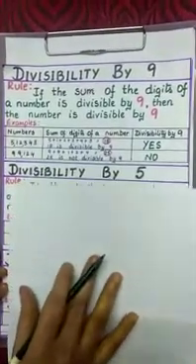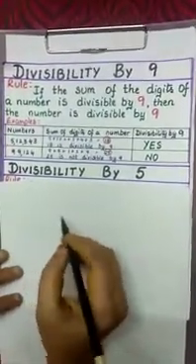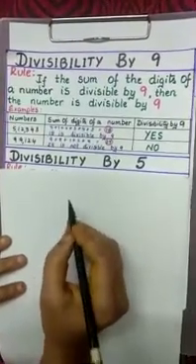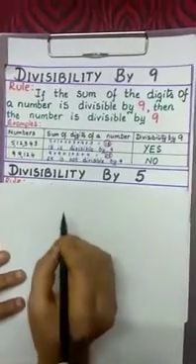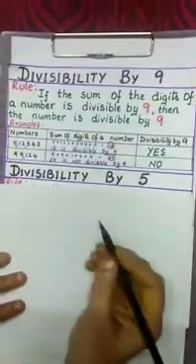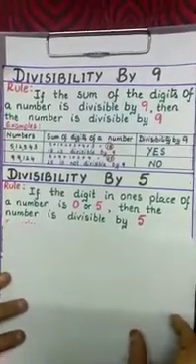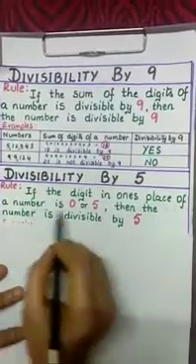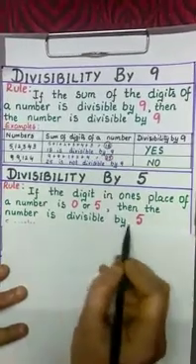Now, the next rule is divisibility by 5. Children, what are multiples of 5? 5, 10, 15, 20, 25, 30, 35 and so on. In those multiples, the digits in ones place we find either 0 or 5. So basing on that, the rule of divisibility by 5: if the digit in ones place of a number is either 0 or 5, then the number is divisible by 5.